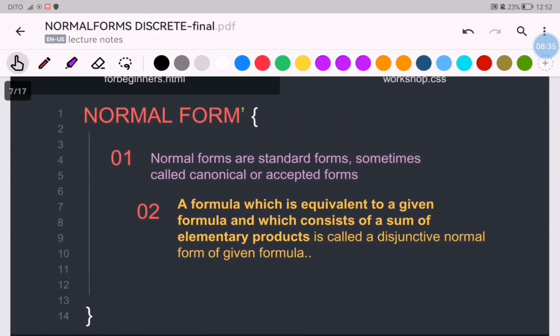So, what is normal forms? So, normal forms are standard forms, sometimes called canonical, or accepted forms. Meaning, yung formula na i-disregard mo na naman to another formula. So, same lang yan siya ng truth tables, then hanapan mo naman siya ng formula na true and false. So, yan siya, equivalent to given formula.